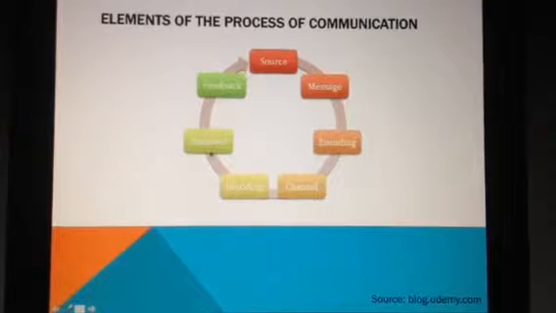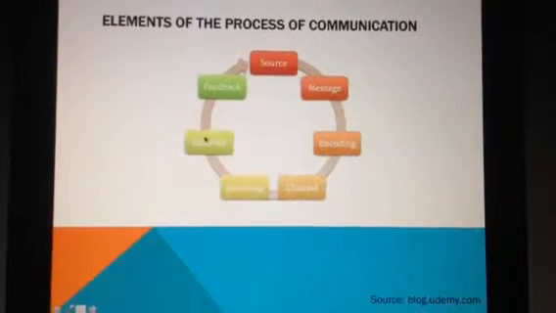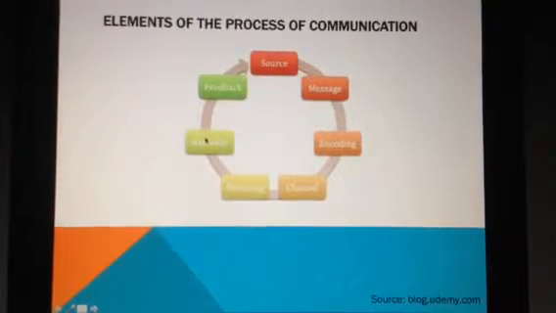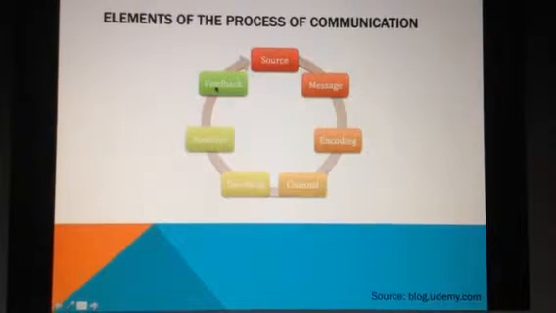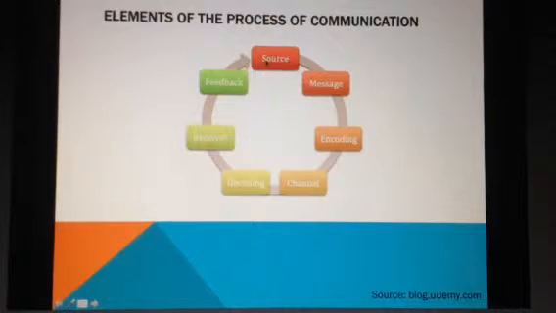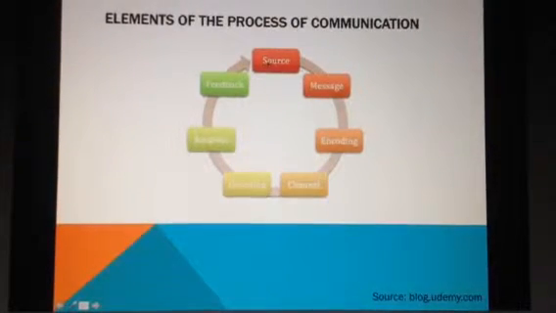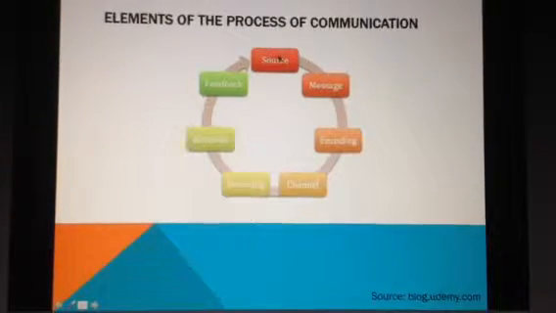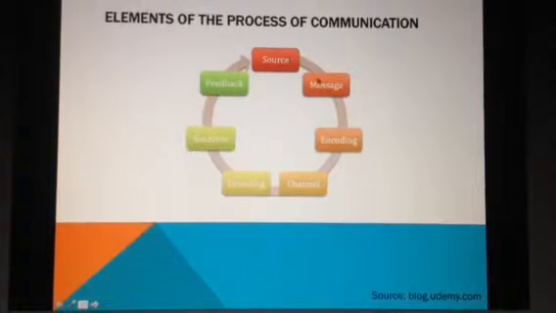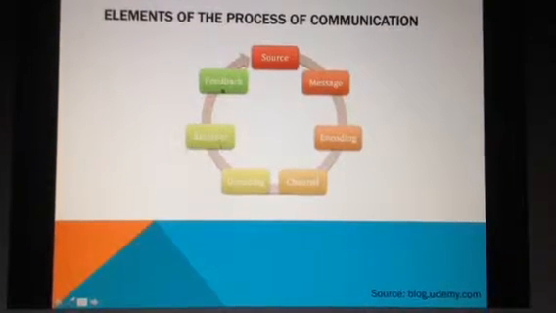Then decoding takes place. Then comes the receiver who decodes the message, and finally the receiver sends the feedback to the original source, who is the encoder of the message, wherein through this process the encoder gets to know whether his or her message has been conveyed properly or not.